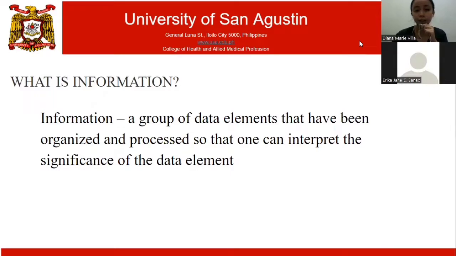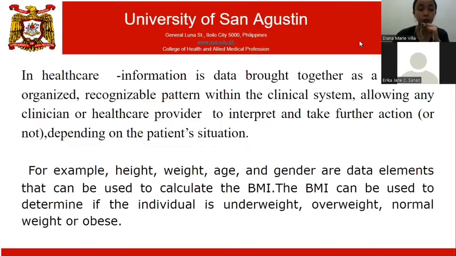Now let's move on to information. So what is information? It is a group of data elements that have been organized and processed so that one can interpret the significance of the data elements. In healthcare, information is data brought together as a logically organized, recognizable pattern within a clinical system, allowing any clinician or healthcare provider to interpret and take further action or not, depending on the patient's situation.